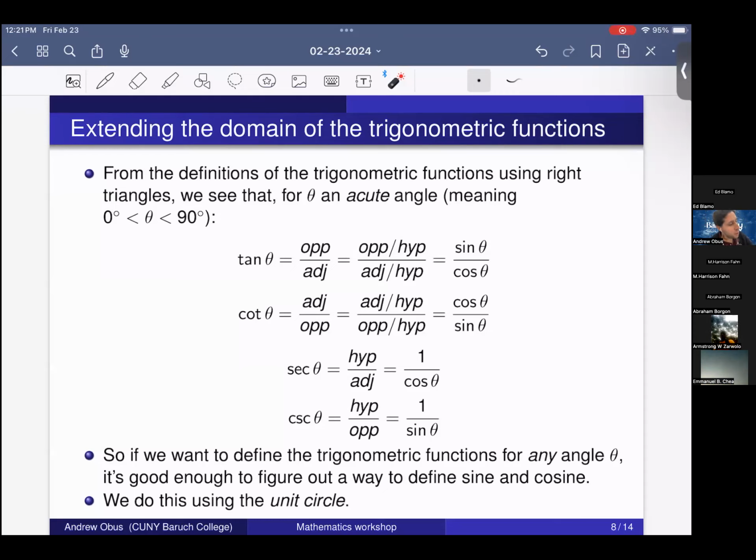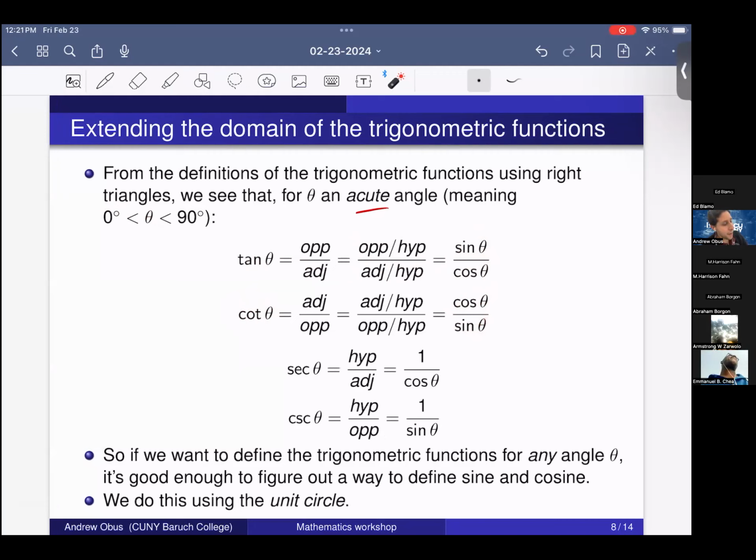So one of the things that we remember from the trigonometric functions, at least for acute angles between 0 and 90 degrees, is that we've defined tangent as opposite over adjacent. You could view that as opposite over hypotenuse divided by adjacent over hypotenuse, right? These are the same fraction. Another way of seeing that is that opposite over hypotenuse is sine and adjacent over hypotenuse is cosine. So for angles between 0 and 90, tangent is sine over cosine, okay? You can do something similar here, and you get that cotangent is cosine over sine.